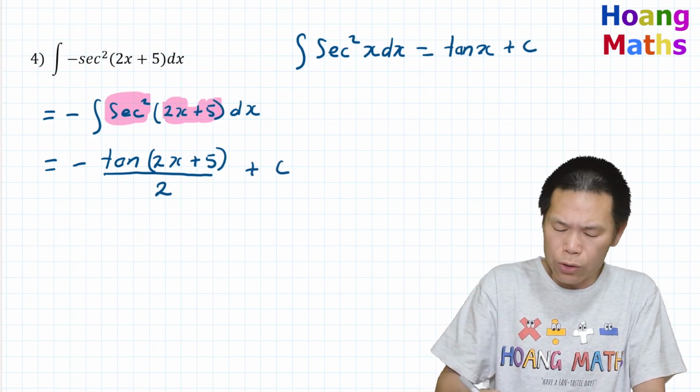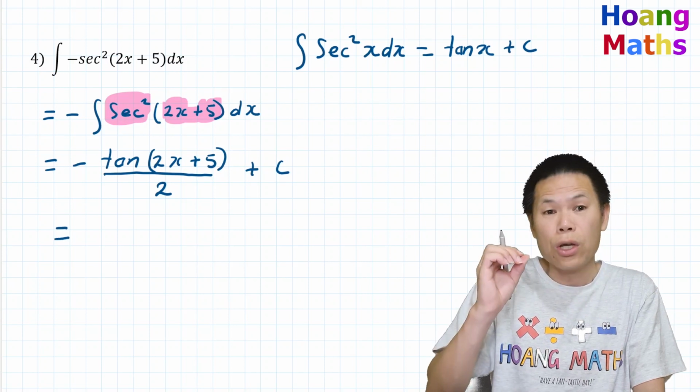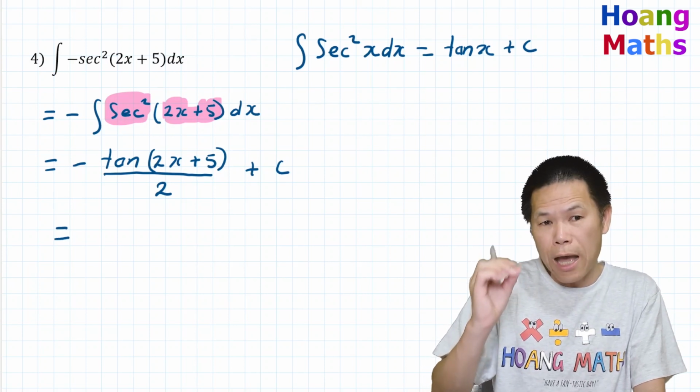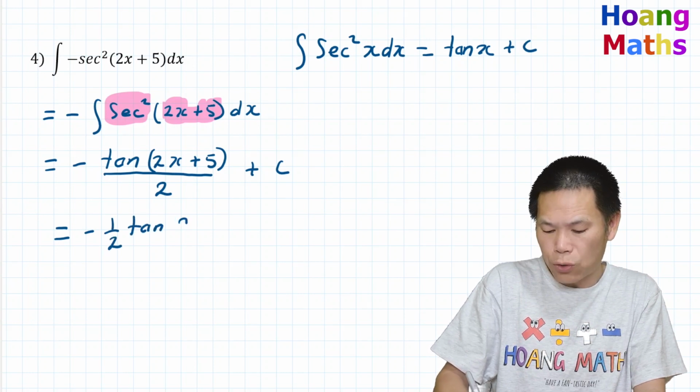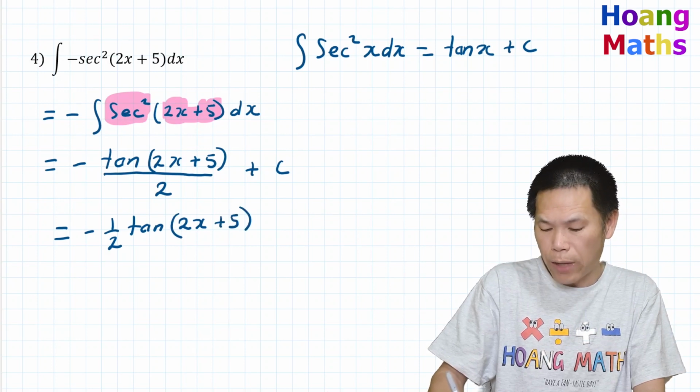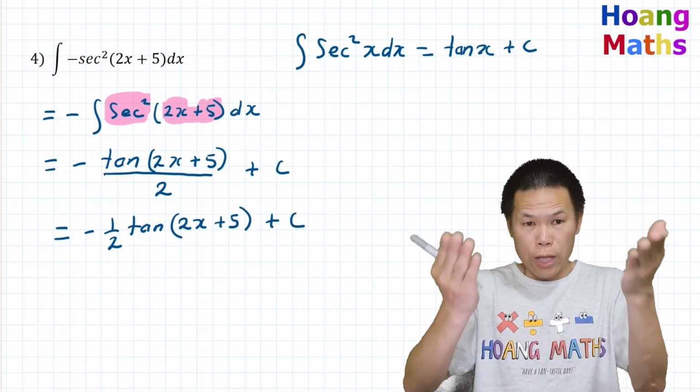Now I can also write it like this, because over 2 is just the same as a half. So that is equal to negative 1 over 2 tan of 2x plus 5, and we need to add a constant. So there you go.